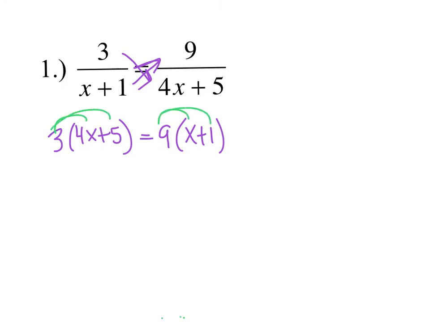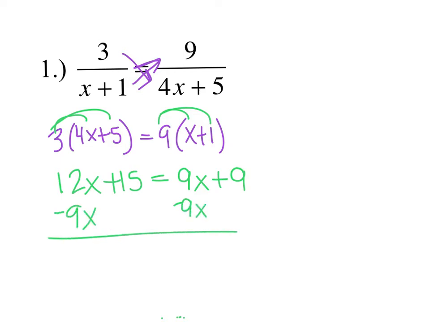So then all you guys have to do is distribute the 3 and the 9. So 3 times 4x is 12x, and 3 times 5 is 15, equals 9x plus 9. And then you guys just solve it. So get all your x's to one side. So I'm going to go ahead and subtract 9x and get 3x plus 15 equals 9.